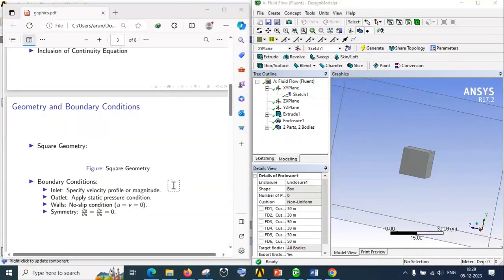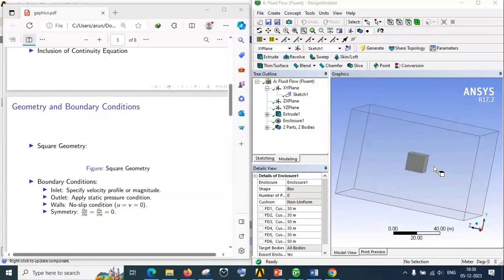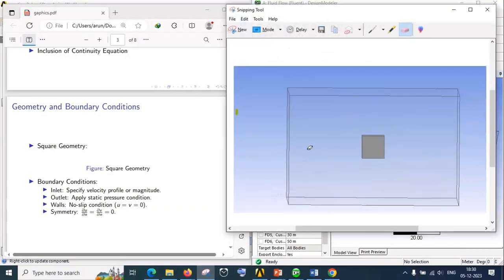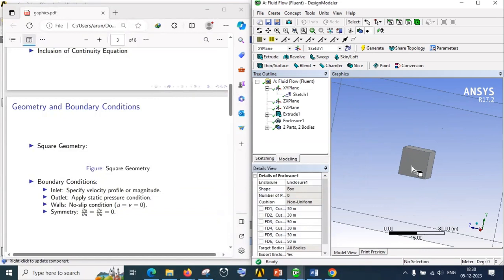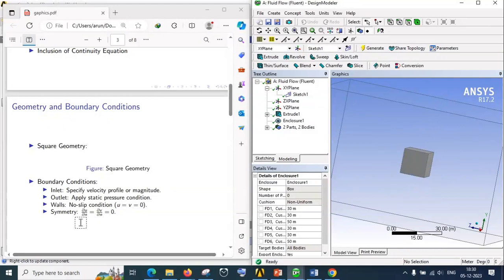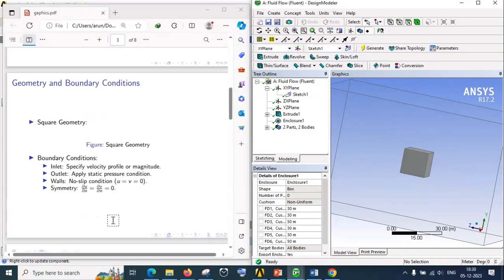Now we come to our second part, the geometry and boundary conditions. We talk about the context of the square geometry. It has an inlet boundary condition, with its width, type and magnitude of velocity flow, and the wall is a no-slip condition, which means the u and v velocity components are 0, and for symmetry the velocity gradient component is always 0.